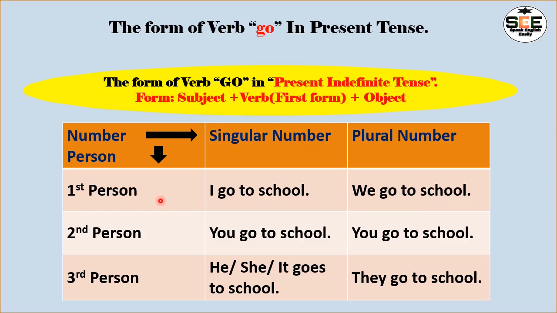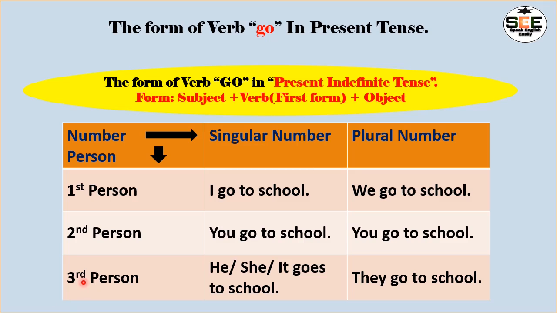If I see the first person plural, instead of I it changes to we. So we go to school. Here we is the subject and go is the verb, it is the first form of this verb, and school is the object. As well as in the second person, present indefinite tense, singular number, you go to school. Here you is the subject and go is the verb, school is the object. In the plural number also, you is the subject, go the verb, first form of this verb, and school is the object.